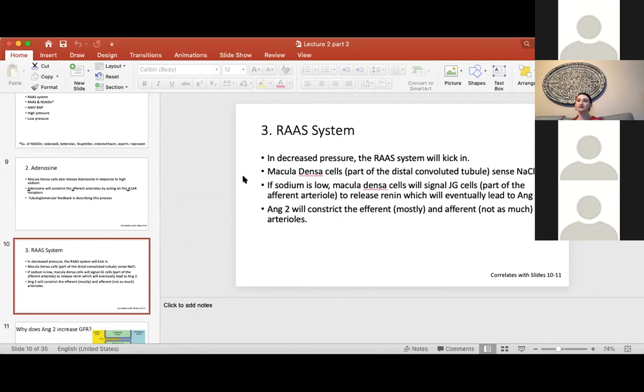The macula densa is also involved in the RAS system. If the sodium is low, it tells the JG cells to release renin, leading to eventual release of angiotensin II. It constricts the efferent arteriole, but not really the afferent. So we're closing the back door, but our front door can remain open. We're going to have lots of people coming into our party, but not as many people leaving out the back door. They'll leave out the side door, and that's going to be an increase in GFR.